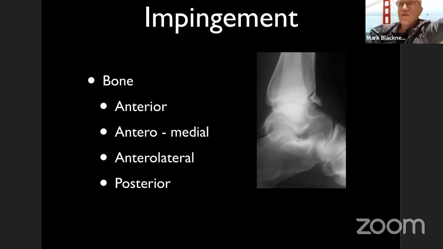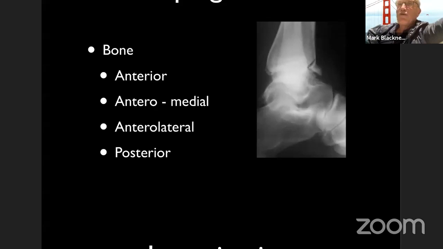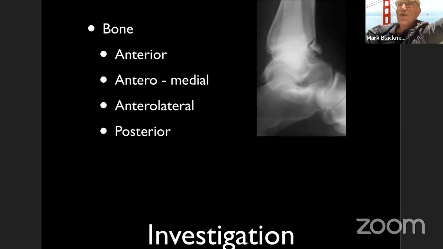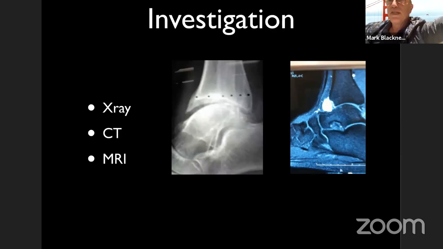But really, with anterior ankle impingement, we usually have bone impingement anteriorly, which can be anterior, anteromedial, which I see quite commonly in sports people, anterolateral, which tends to be post-traumatic, and posterior impingement, which we've talked about with os trigonum. So we also have soft tissue impingement as well, but investigations tend to be related to x-ray, which many times it's obvious with bone impingement.